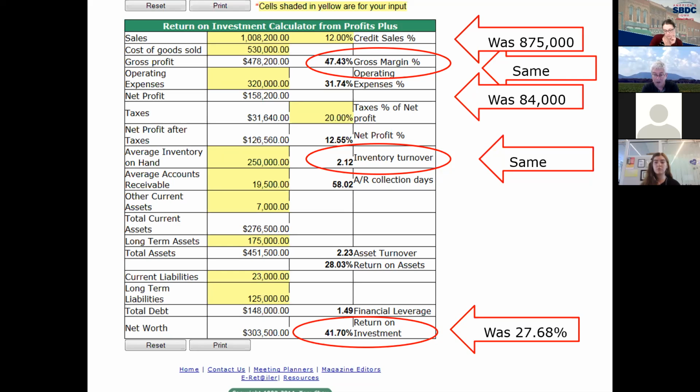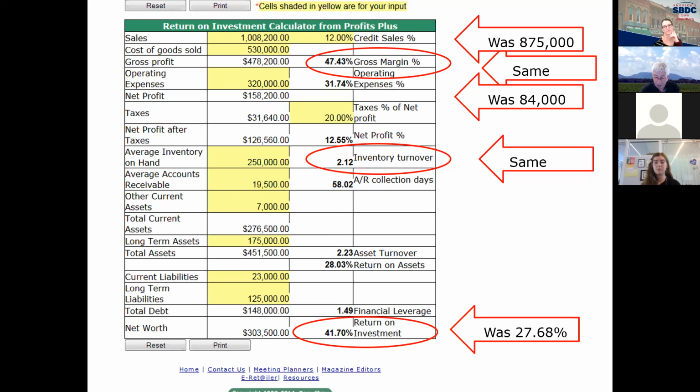41.7% return on investment. We were doing 19.77 and we were making $84,000 a year in the same building, the same space, the same operating expenses, the same everything almost. We have gone to where we have doubled the return on investment and we have almost doubled the net profit. Pretty cool, huh?